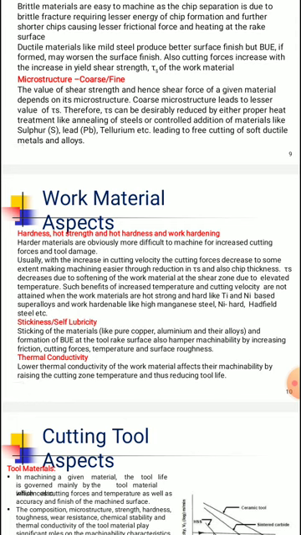नेक्स्ट पॉइंट जो था वो वर्क मटेरियल एस्पेक्ट्स था: हार्डनेस, हॉट स्ट्रेंथ एंड हॉट हार्डनेस, एंड वर्क हार्डनिंग. हार्डर मटेरियल्स आर ऑब्वियसली मोर डिफिकल्ट टू मशीन, वी हैव सीन. ओके, यील्ड स्ट्रेंथ उसमें अगर ज़्यादा रहता है तो सो फॉर इंक्रीज कटिंग फोर्सेस एंड द टूल डैमेज.